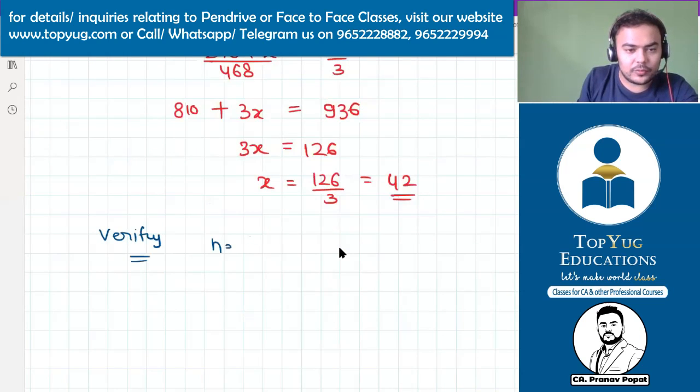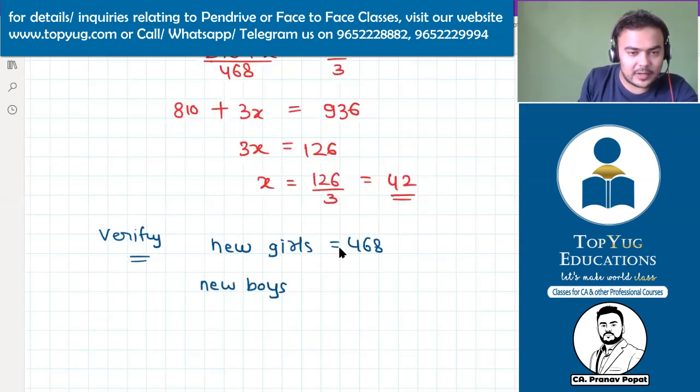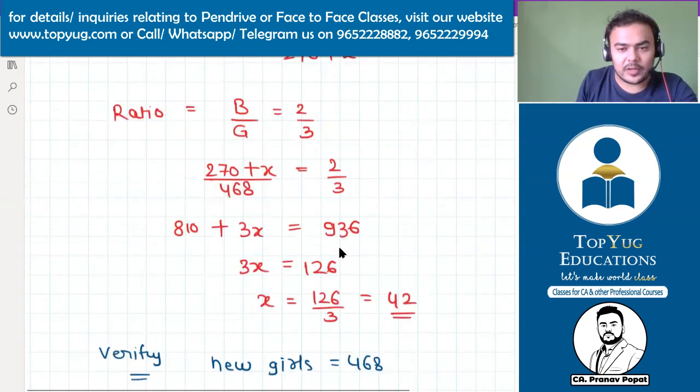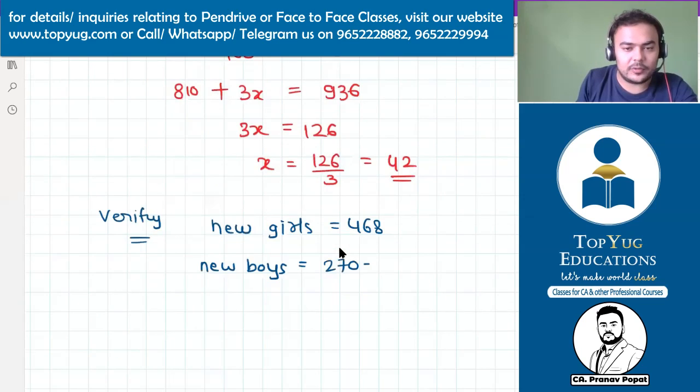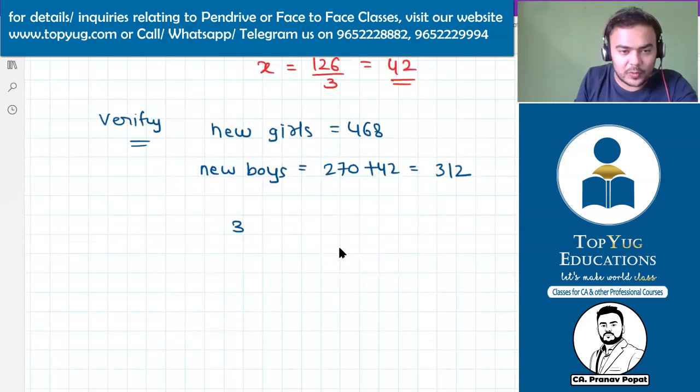Now you already know the new strength. New girls, 468. What are new boys? So new boys are the old boys 270 plus 42 new boys, 312. Now check if the ratio between 312 upon 468 is 2:3 or not.